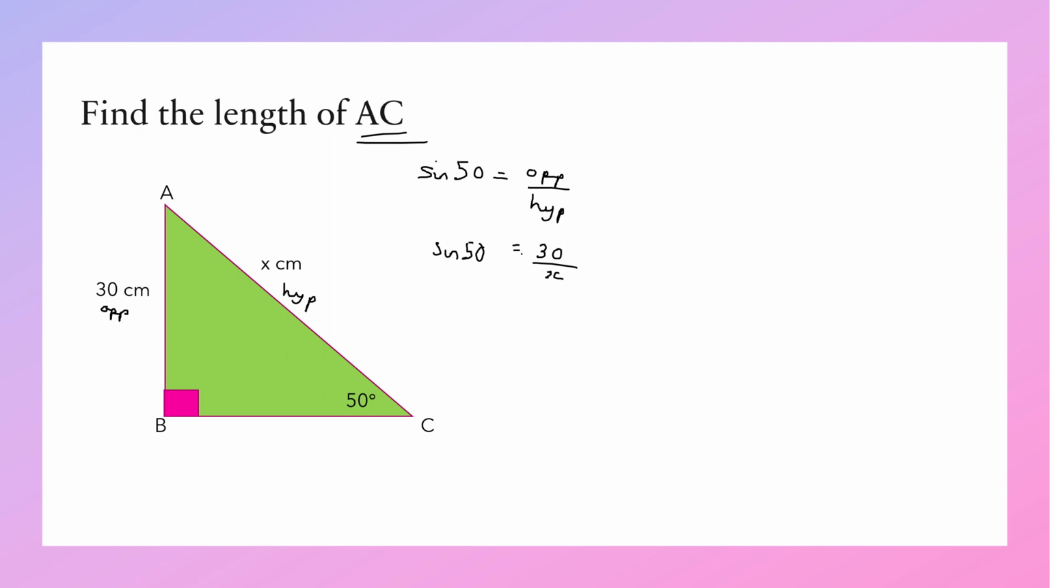And I wanted to show you a trick. Actually, no, let me show you the proper way first. So here's one way you can think about it. If we multiply by x on both sides, what do we get? We get x times sine 50 equals 30. Because if you do 30 over x times x, that's going to give me 30, getting rid of the denominator. What do you think x is therefore equal to? It's going to be the same as 30 over sine 50.